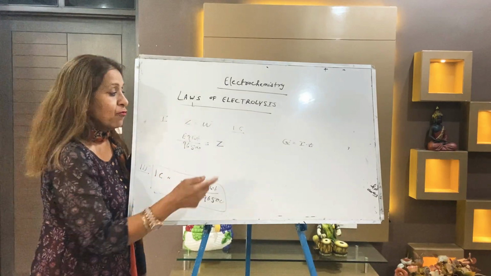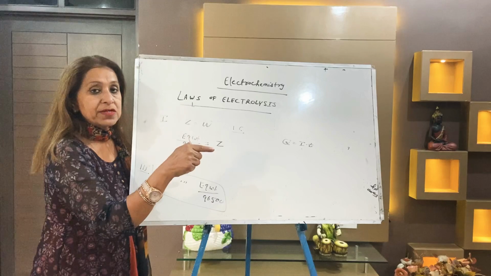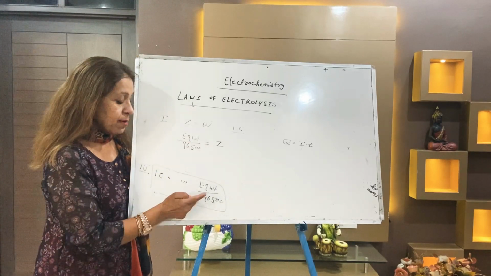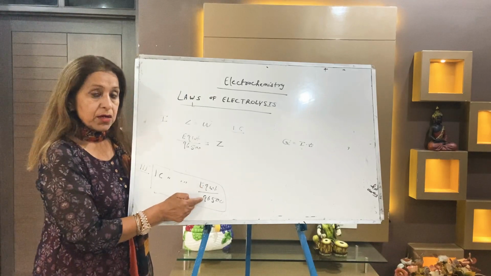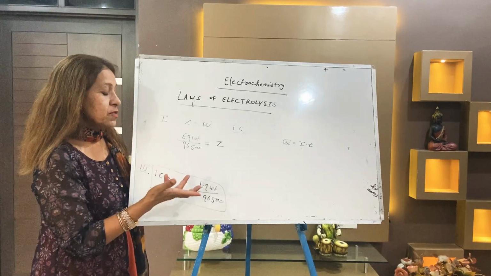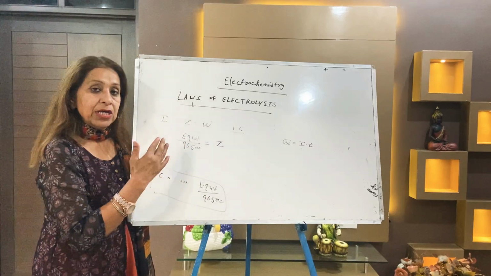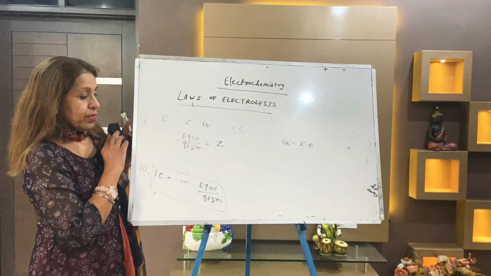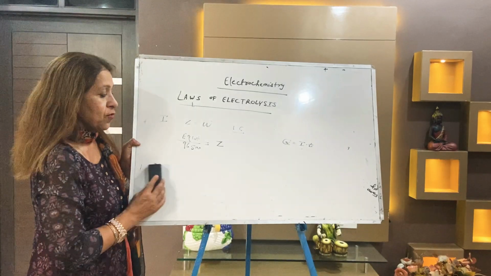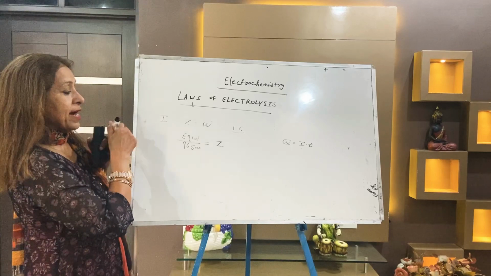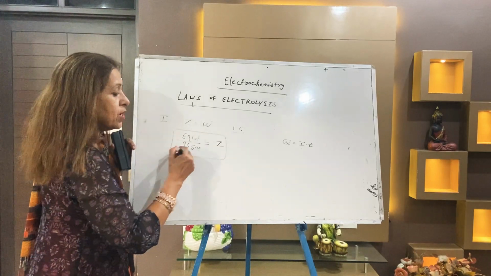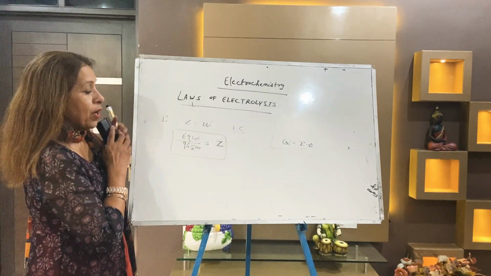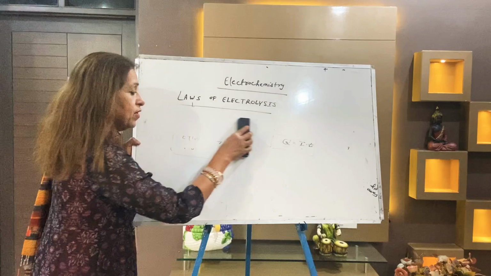At what time? When 1 coulomb of charge is passed. And the third point shows, when 1 coulomb of charge is passed, then it becomes equal to equivalent weight by 96500. So that means your Z is equal to equivalent weight by 96500. So this is Faraday's first law of electrolysis. We will take this part and this part, that is Q is equal to I into t, in the numericals.